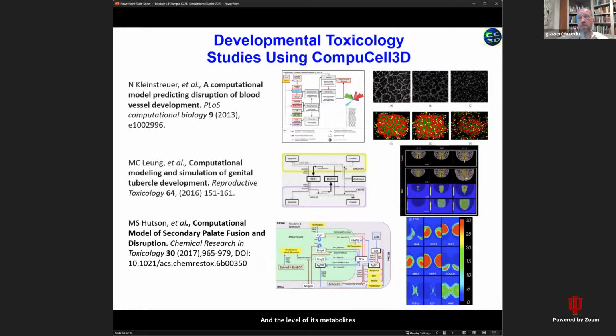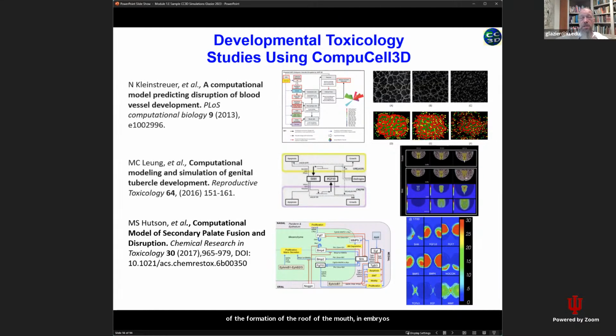People have used CompuCell in a whole variety of computational toxicology studies, mainly people at the U.S. Environmental Protection Agency. As always, when I say that, I have to say that these are not the opinions of the EPA, but they've studied vascular disruption in embryos. They've studied urogenital development in embryo, disruption in embryos by estrogen mimics, and disruption of the formation of the roof of the mouth, cleft palate, in embryos as well.